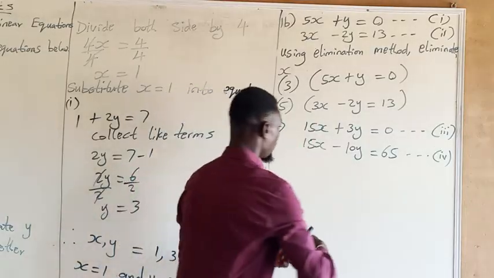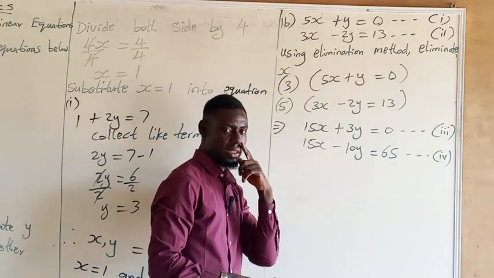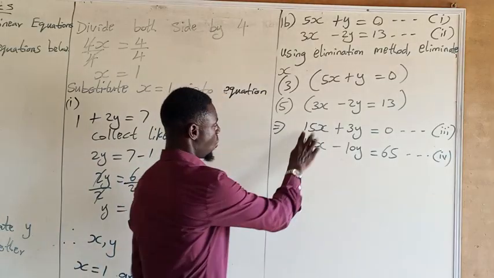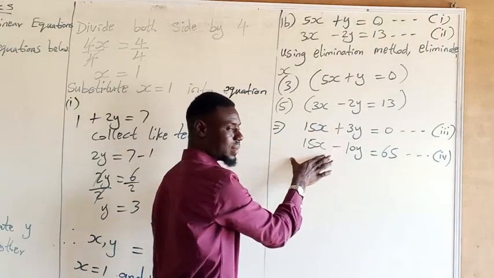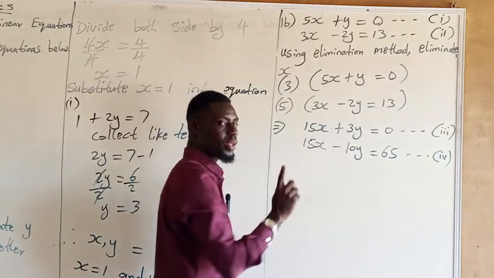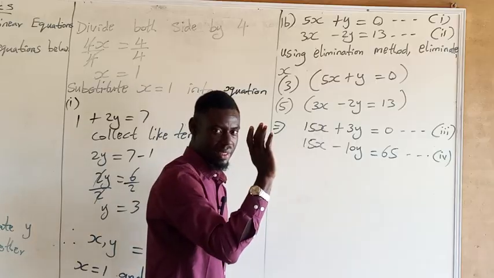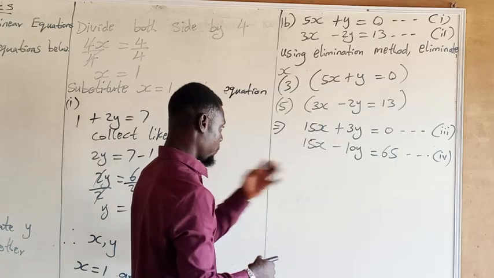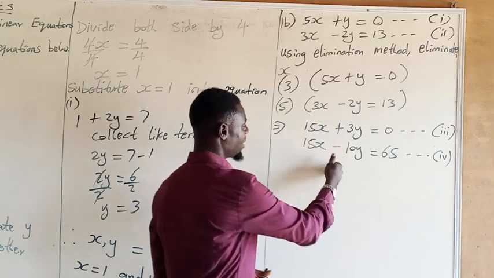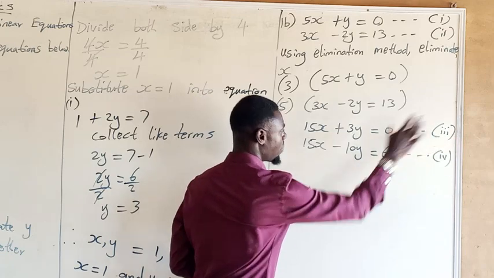Now, what sign do we introduce to make sure this x is going away? I told you, when these two are the same, like 15x, they are like terms, we can only subtract, that is, minus this from this for it to be eliminated. So for that reason, we introduce what? Negative sign. Now, we can write that you should subtract equation 4 from equation 3.